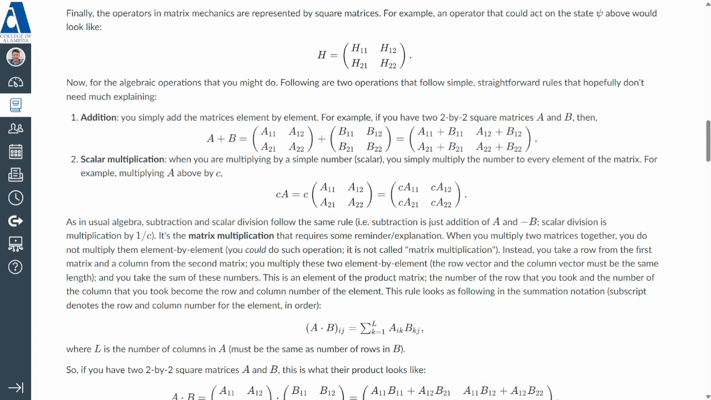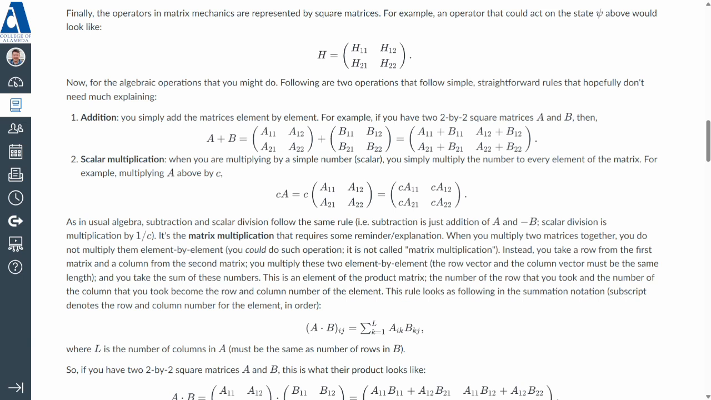It's the matrix multiplication that requires some reminder explanation. When you multiply two matrices together, you do not multiply them element by element. You could do such an operation, but it's not called matrix multiplication. Instead, you take a row from the first matrix and a column from the second matrix. You multiply these two element by element. The row vector and the column vector must be the same length. And you take the sum of these numbers. This is an element of the product matrix.